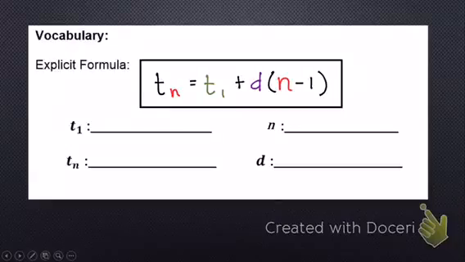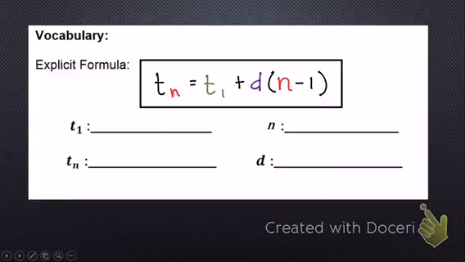Okay, so to start off this lesson, we first need to understand what the explicit formula is. So this is part of your vocabulary to write down this formula. So just put it inside our box. It's T sub n equals T sub 1 plus d, then in parentheses, we have n minus 1.